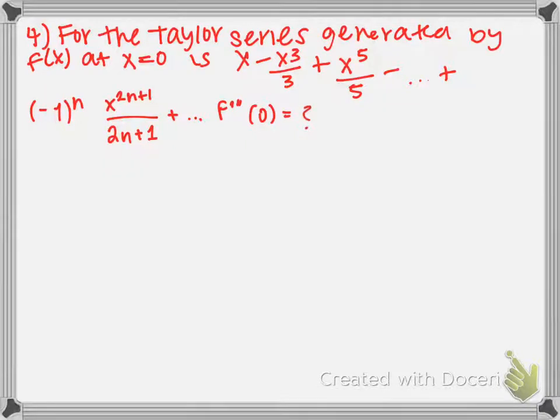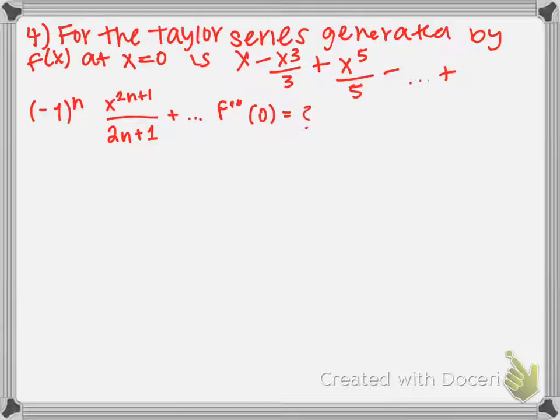The question is asking us, for the Taylor series generated by f of x at x equals 0, which is x minus x cubed over 3 plus x to the 5th power over 5, minus plus, negative 1 to the n power x to the 2n plus 1 over 2n plus 1, plus..., f triple prime of 0 is equal to what?